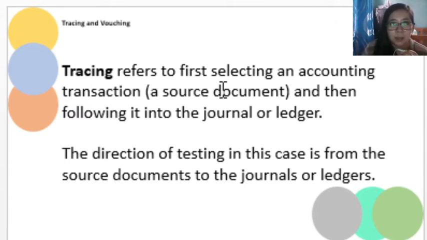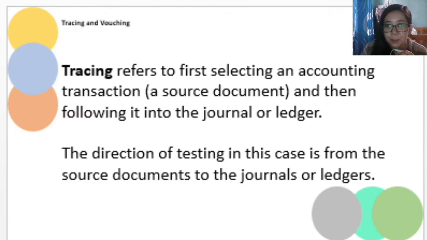Meaning, in tracing, the auditor will use the source document and check whether this source document, which is proof that a particular business transaction occurred, is actually recorded in the journal, classified in the ledger, and whether the amount is included in the account balance reflected in the financial statements. That is what we call tracing, from the beginning of the transaction until it is reflected in the financial statements. This is the direction of testing.